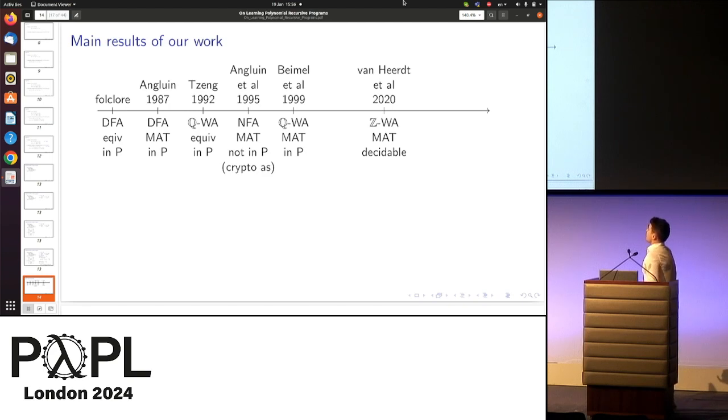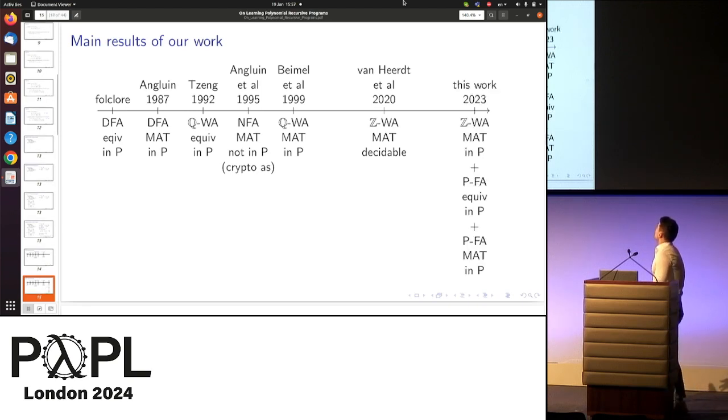Then in 1995, Angluin et al. showed that there is one type of automata for which we cannot solve the equivalence problem, the learning problem in polynomial time, and that is for non-deterministic finite automata under some cryptographic assumption. Then in 1999, Bergadano et al. showed that for Q-weighted automata, the exact learning problem is in P. And a bit more recently, in 2022, Van Heerdt et al. showed that for Z-weighted automata, so when the entries in the matrices are integers, the exact learning problem is decidable.